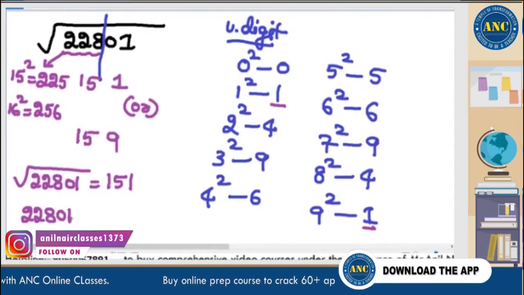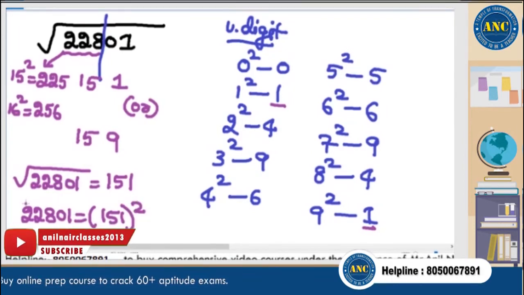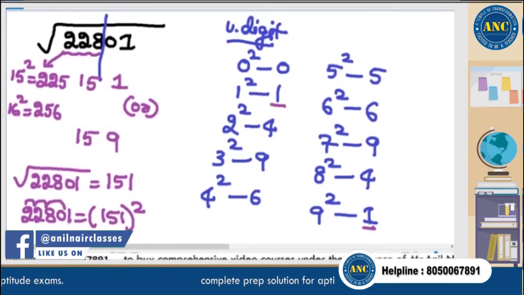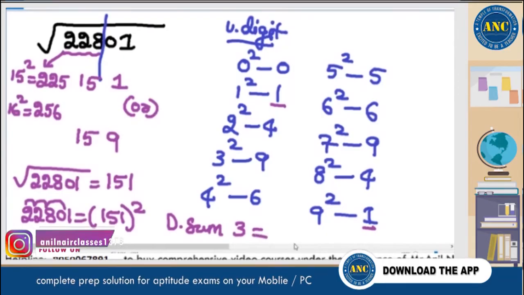22801, convert the square root into square. It is 151 square. 2 plus 2, 4. 4 plus 2, 8. 4 plus 8, 12. 12 plus 1, 13. Digital sum on the left-hand side is 13.